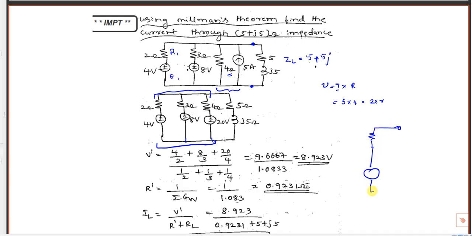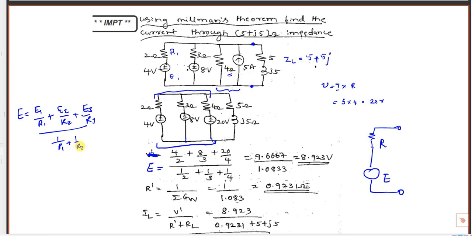So this is the Millman's equivalent voltage. What is the value of E? You can write E is equal to E1 by R1 plus E2 by R2 plus E3 by R3, whole thing divided by 1 over R1 plus 1 over R2 plus 1 over R3.